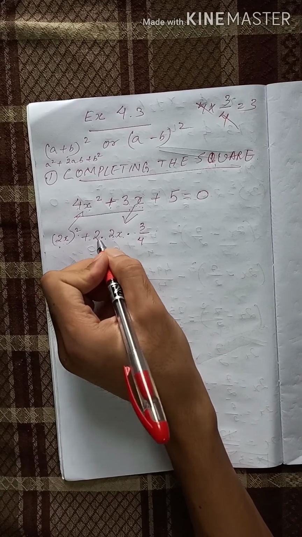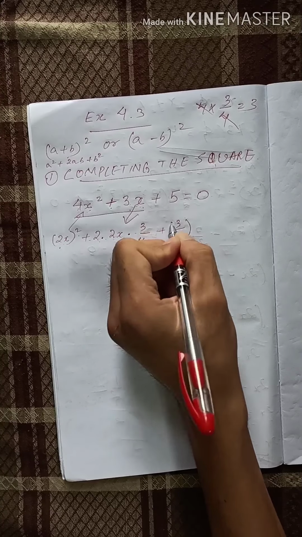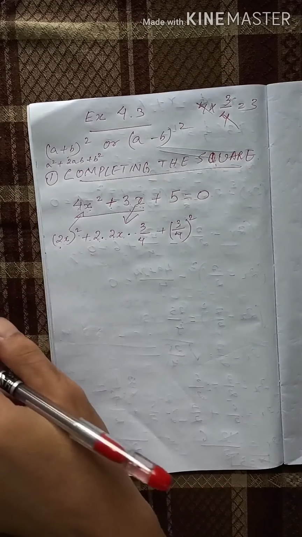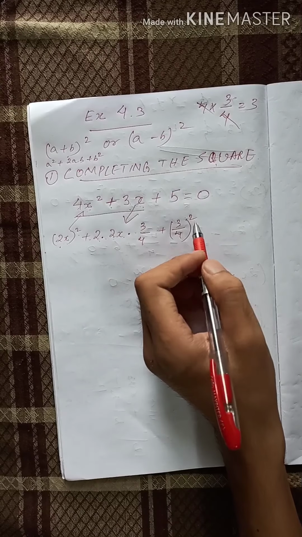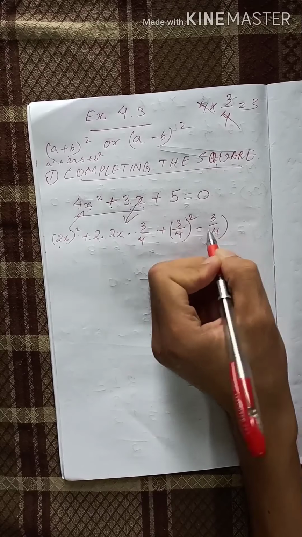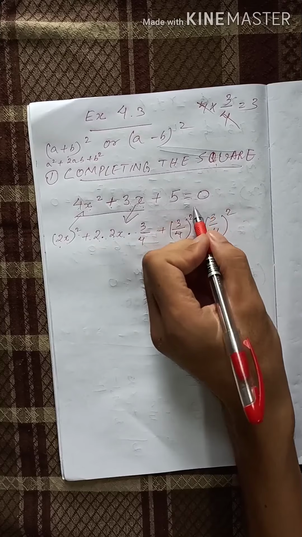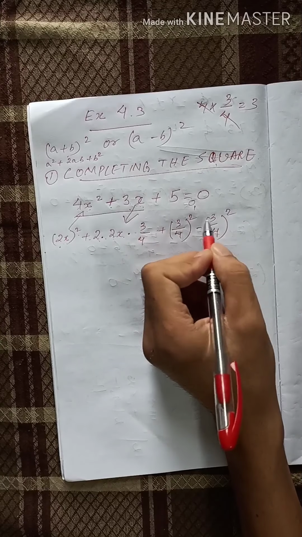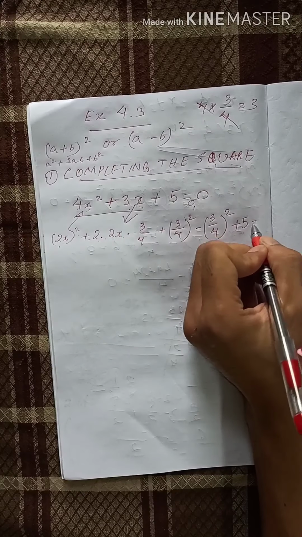A squared plus 2ab plus b squared. So which one is extra? We have written this one. This one has been written extra. So in order to cancel that, we just subtract the same value. This minus this will give us 0. So we can write this down like this, plus what is left here, 5 equals 0.